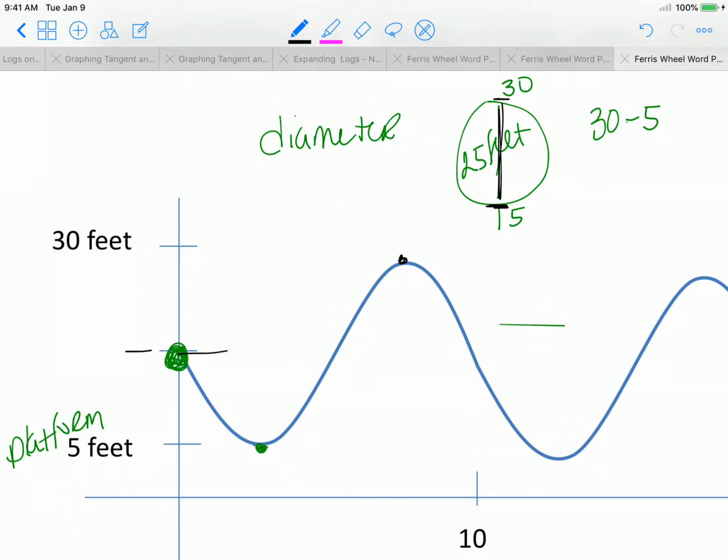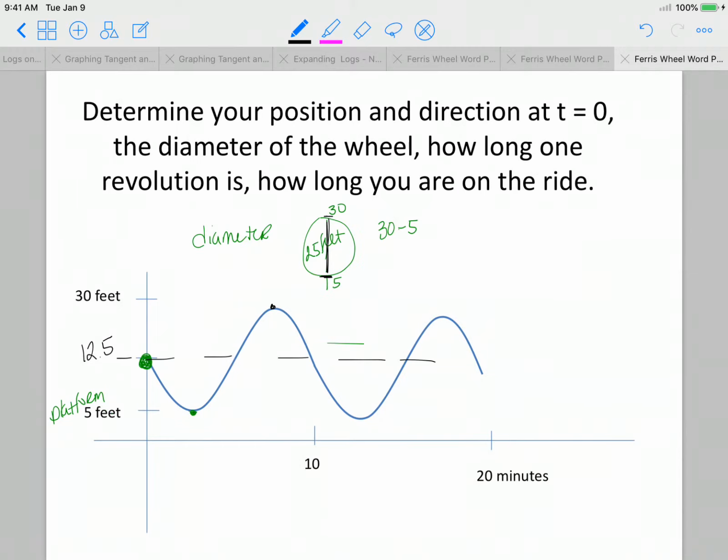Now, what is your midline? Your midline is going to be half of that. So that's going to be 12.5. So when it asks you what position at t equals 0, when you're at 0, you're going to be at 12.5 feet in the air. Okay, so it says determine the diameter of the wheel. We just did. The diameter of the wheel is 25 feet.